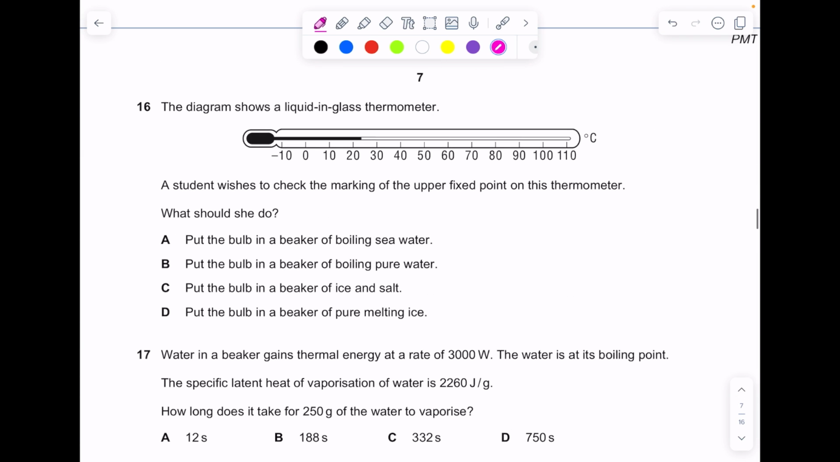The diagram shows a liquid-in-glass thermometer. A student wishes to check the marking of the upper fixed point on this thermometer. What should she do? So we want to really raise that temperature, and we want to do that using pure water. So the answer is B.